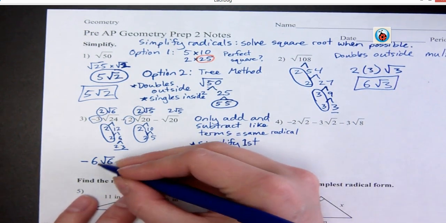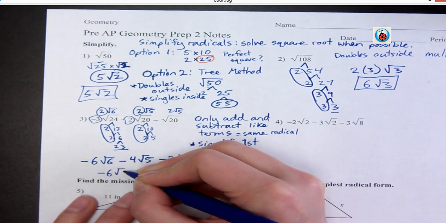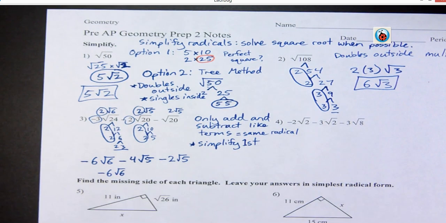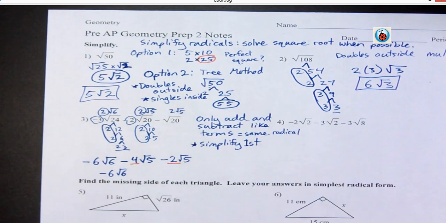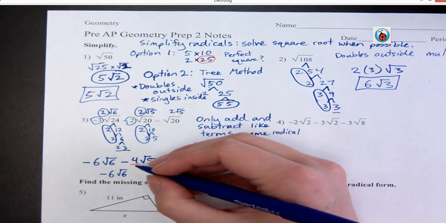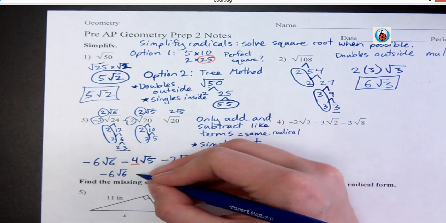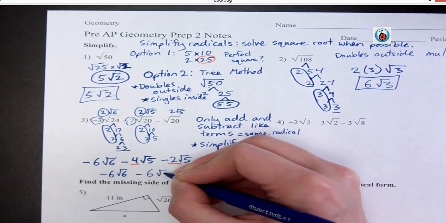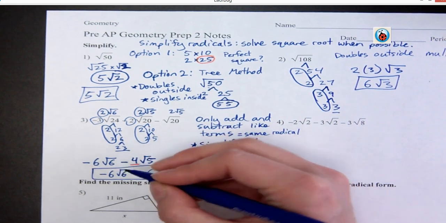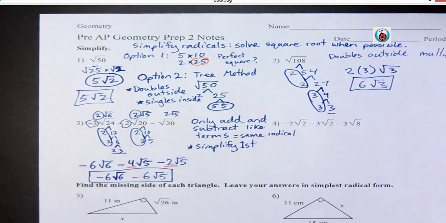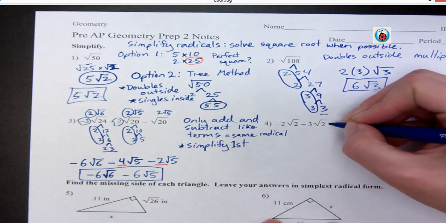So my final answer will leave negative 6 root 6 here. And then when I add and subtract radicals, I just add and subtract the coefficients. So that becomes negative 4 minus 2 becomes negative 6 root 5. And so my answer will still have 2 terms in it because I have a root 6 and a root 5.